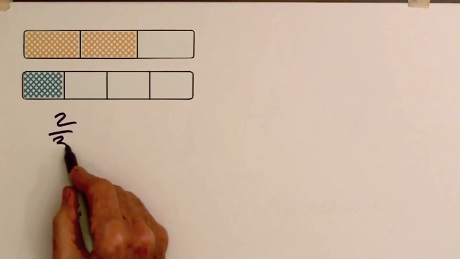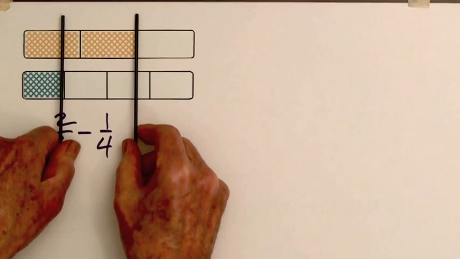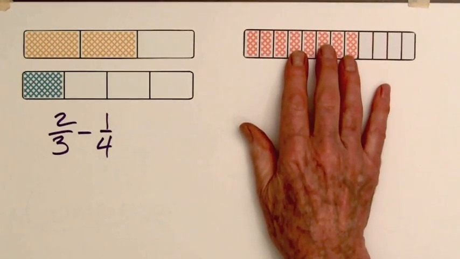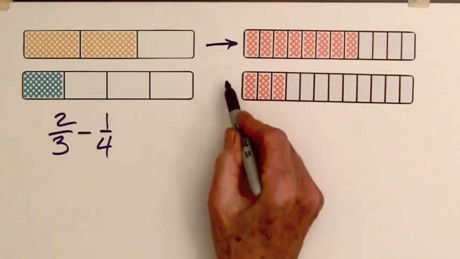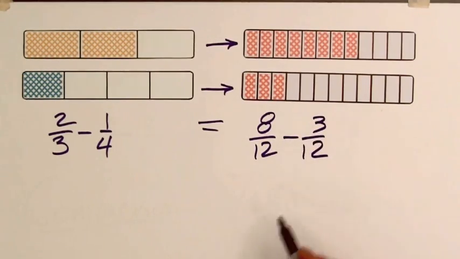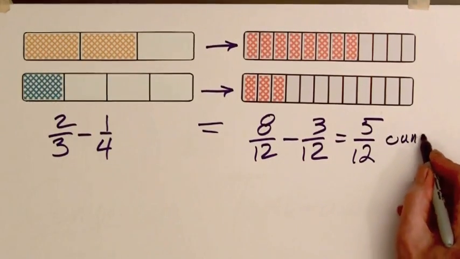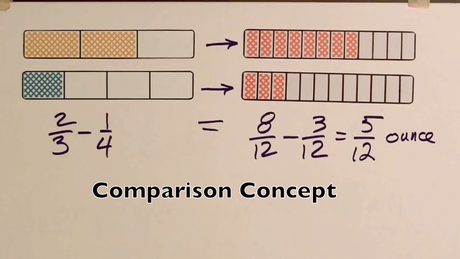We have 2/3 minus 1/4, and we can see that that difference is a little bit more than 1/3. So we can find the difference by replacing these two bars by bars that have the same size part. We replace the 2/3 bar by a bar having 8 parts shaded out of 12, and the 1/4 bar by 3 parts out of 12. So we replace these two bars, and now we've got 8 twelfths minus 3 twelfths. And we can see the difference now is going to be 5 twelfths. So we've got 5/12 ounce of calcium sulfate. So this is another use of the comparison concept of subtraction.